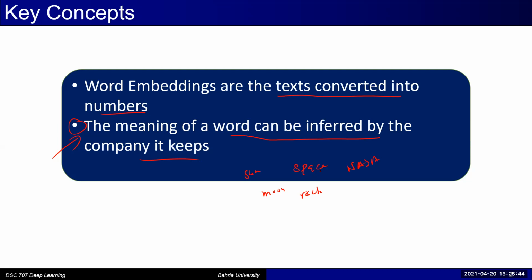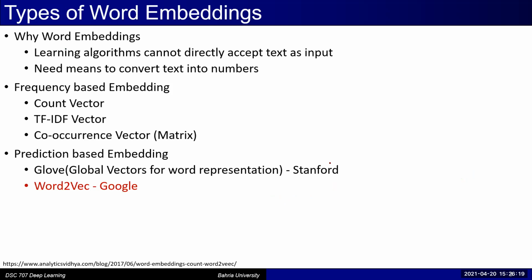Whenever we have this word space in an article, in the neighborhood of this word, it is likely that such terminologies would be present. If you are talking about space, it is likely that in that article you will be talking about moon or a rocket or a launcher or NASA or something like that. So this is the whole idea. Of course, we'll see the low level details later on, but the whole idea is that the meaning of a word can be inferred by the company it keeps. If you know the company of a word, you can tell a lot about that word.